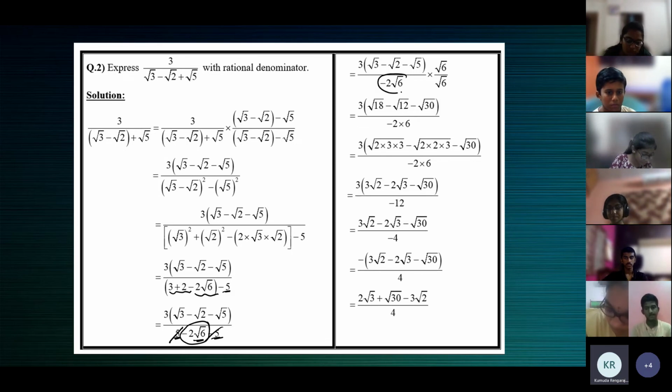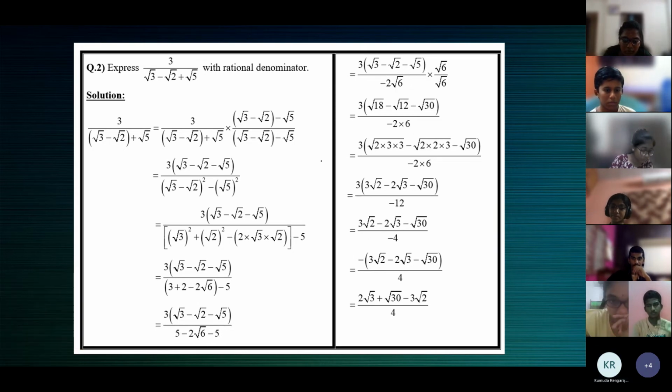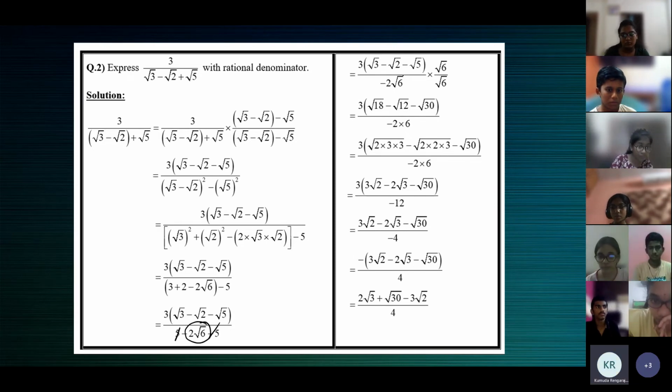Minus 2 root 6 in the denominator. Write the same numerator. See, the same numerator comes. 5 minus 5 gets cancelled and minus 2 root 6 remains in the denominator.